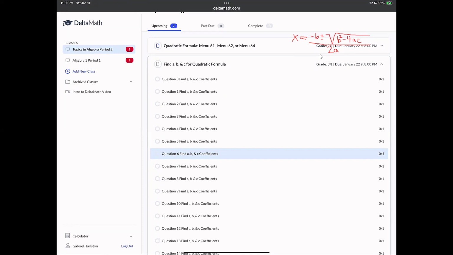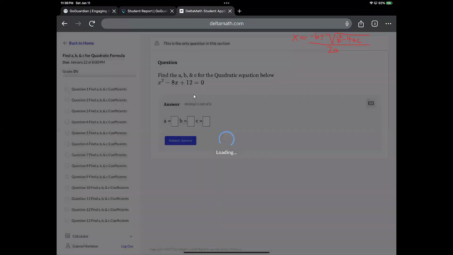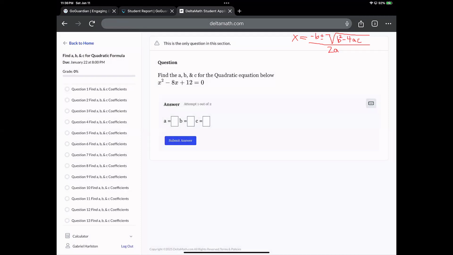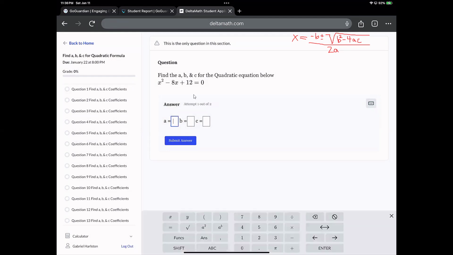And the way that you find the A, B, and C is the quadratic equation has to be equal to zero. So I'm going to go through several examples of how to find the A, B, and C. So let's get started. All right, so this one is basically straightforward. All you're going to do is take the coefficients and plug them into the box. So for the first one, if there's nothing in front of the variable, then you always assume it's a 1. So that's going to be 1. B is going to be a -8. C is 12. And so you're done.